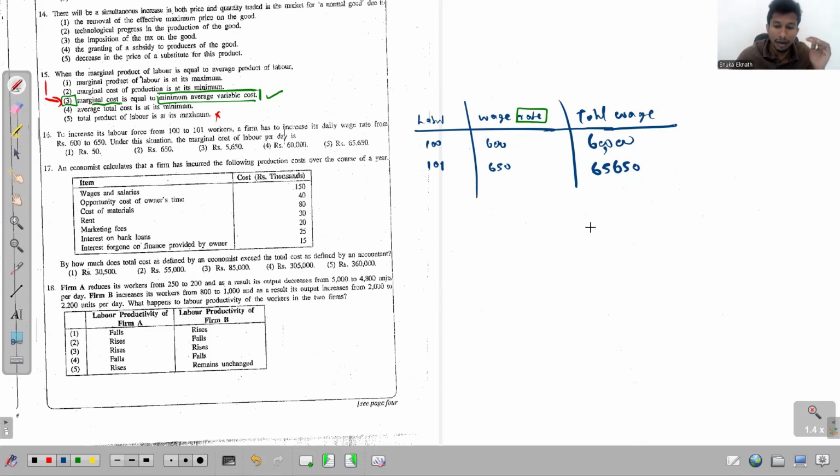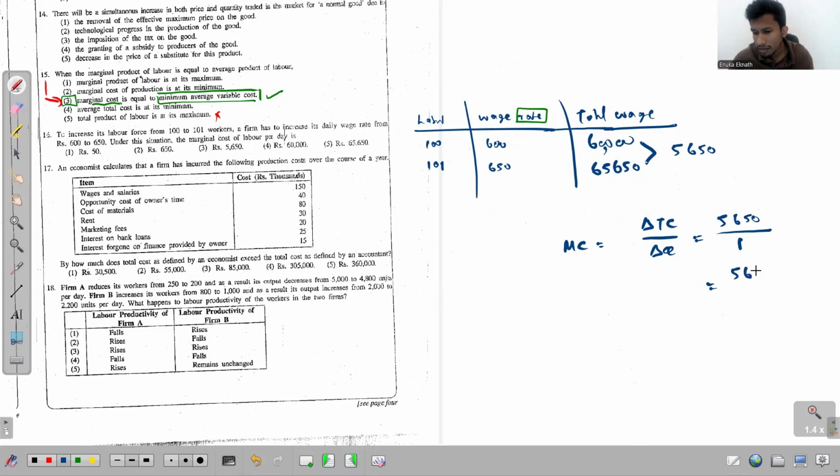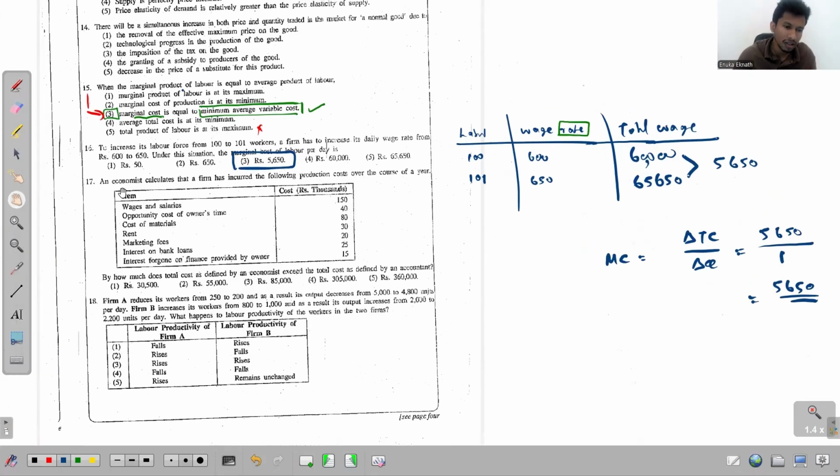I hope you will remember that when calculating marginal cost, the equation that you apply is change in total cost divided by the change in quantity. The change in total cost is given to us as 5,650, and that is divided by the change in quantity, which is 1 in this case, so the marginal cost of labor will be 5,650. So the answer is the third one, not the first one. So that's about the 16th.